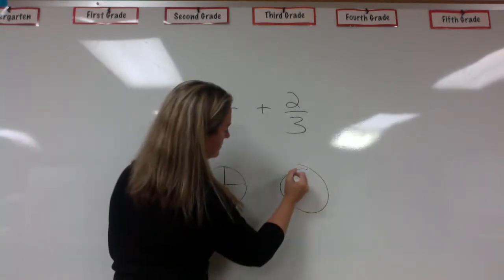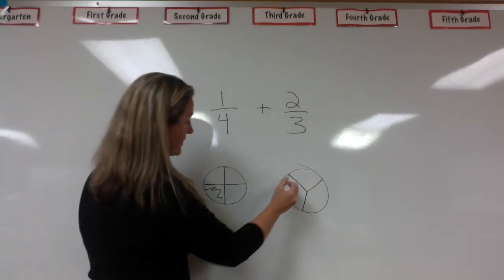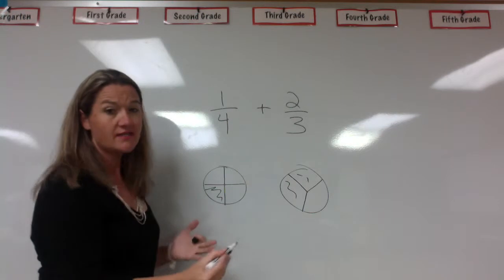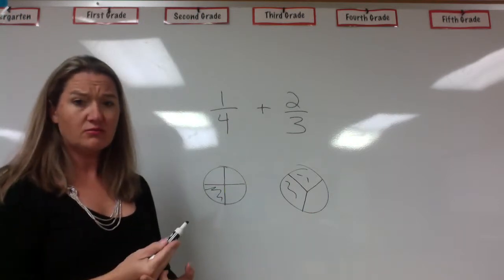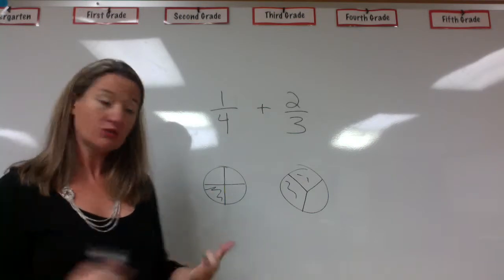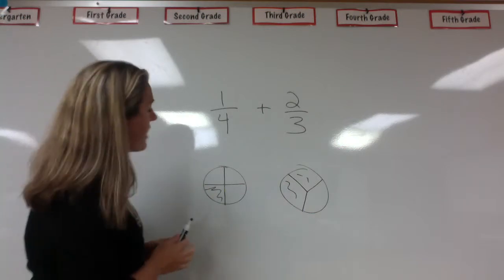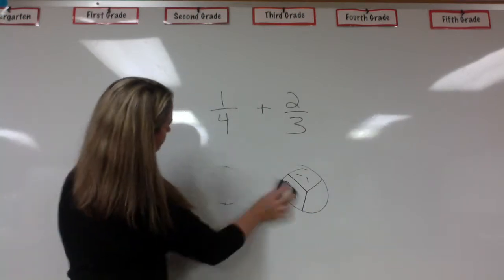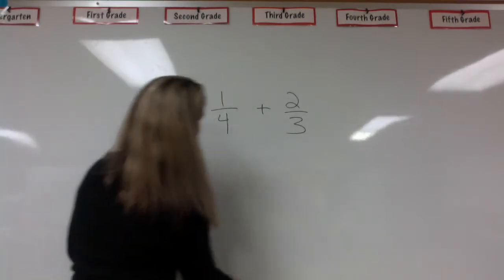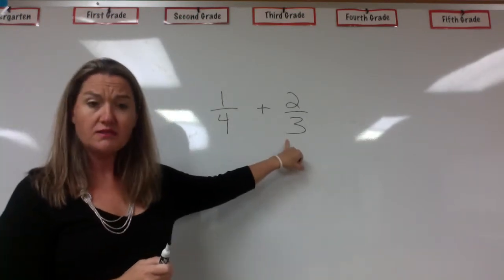2/3 now has it where it's divided into thirds. The pieces are different sizes. We can't add them because we're talking about two different things. We have to get the pieces the same size, and then we can add them because then they're all the same size. How we do that is changing the denominator. They have to be the same number.